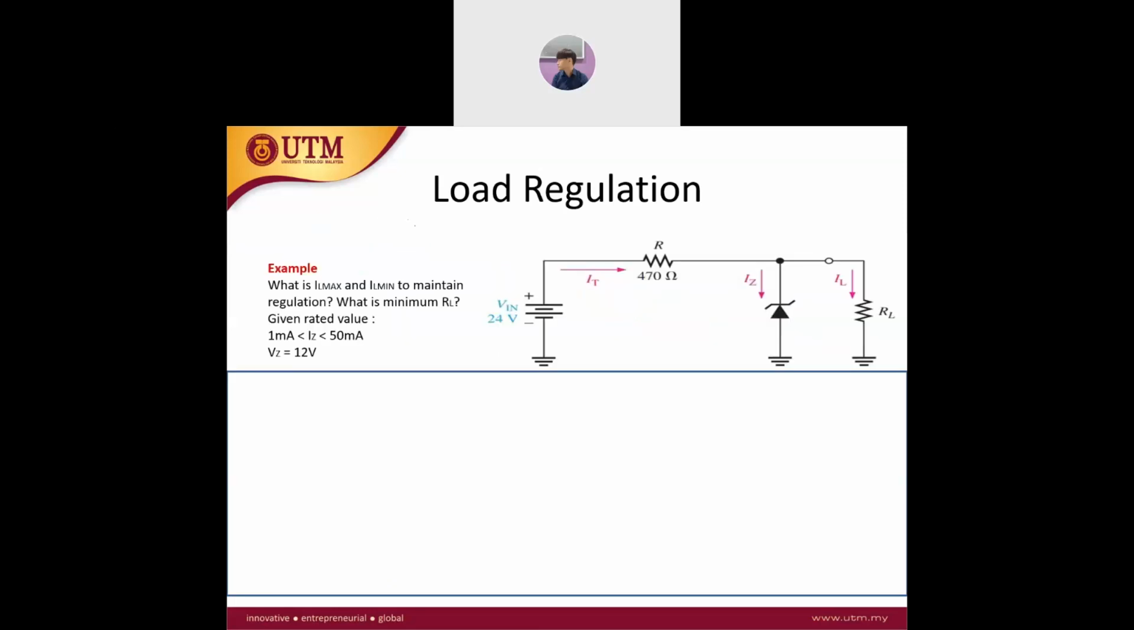So this one is the example. What are IL max and IL min to obtain regulation, and what is the minimum RL, given the rated values which we should get from the datasheet. 1 mA is the minimum Zener diode current for it to operate in the breakdown region, and you have 50 milliamperes, which is the maximum value. Then VZ is 12 volts. So if we are discussing IL max, the current here is maximum.